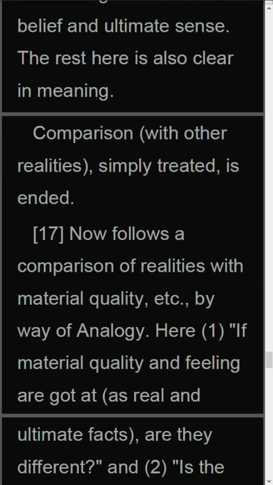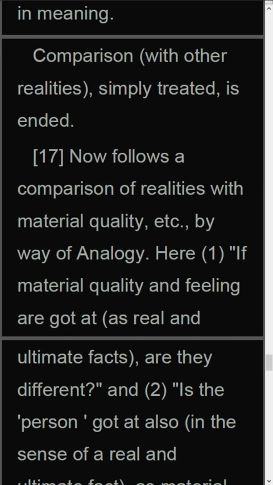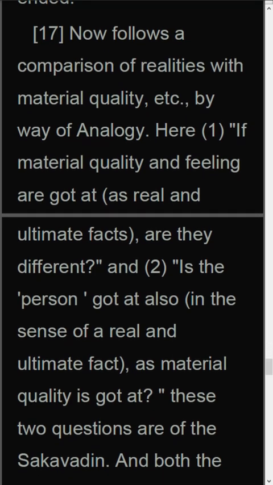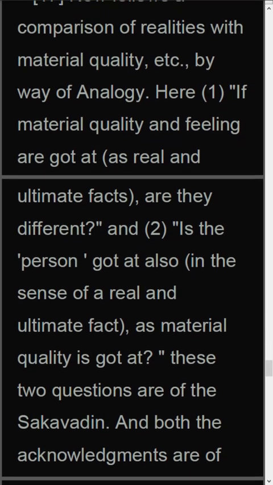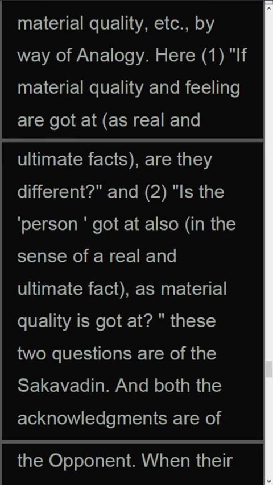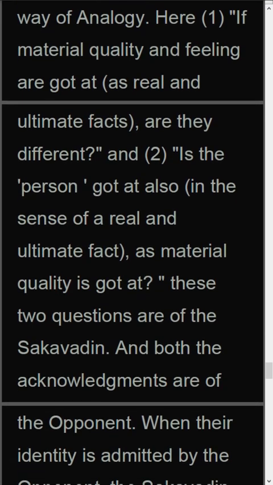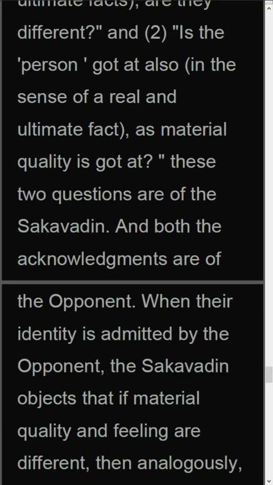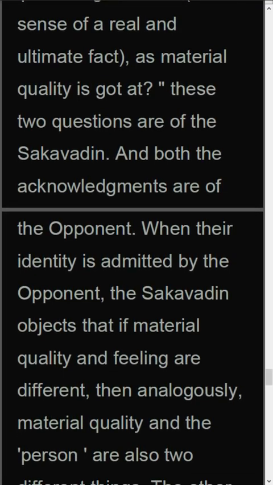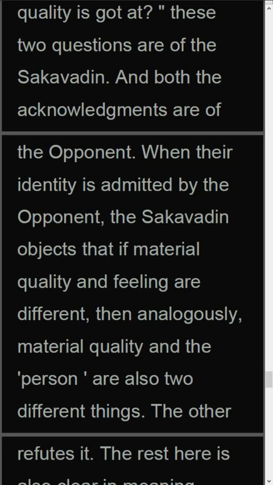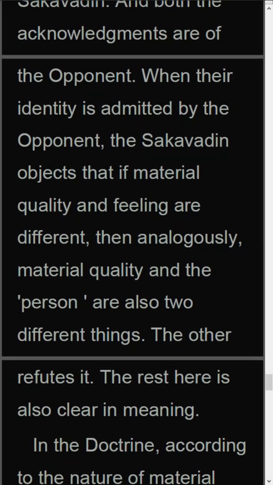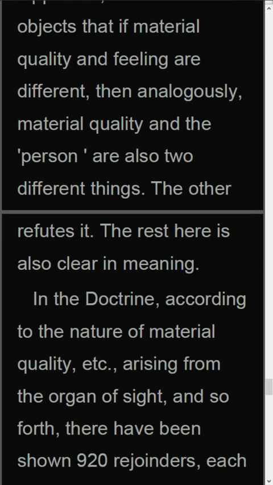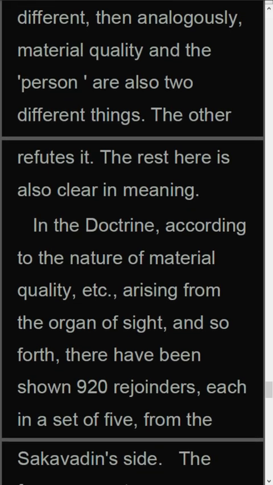Now follows a comparison of realities with material quality, etc., by way of analogy. Here, one: if material quality and feeling are got at as real and ultimate facts, are they different? And two: is the person got at also in the sense of a real and ultimate fact, as material quality is got at? These two questions are of the Sakavadin, and both the acknowledgements are of the opponent. When their identity is admitted by the opponent, the Sakavadin objects that if material quality and feeling are different, then analogously, material quality and the person are also two different things. The other refutes it. The rest here is also clear in meaning.